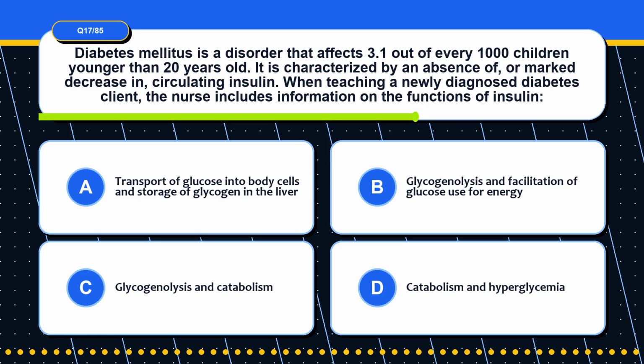Option B: glycogenolysis and facilitation of glucose use for energy. Option C: glycogenolysis and catabolism. Option D: catabolism and hyperglycemia.